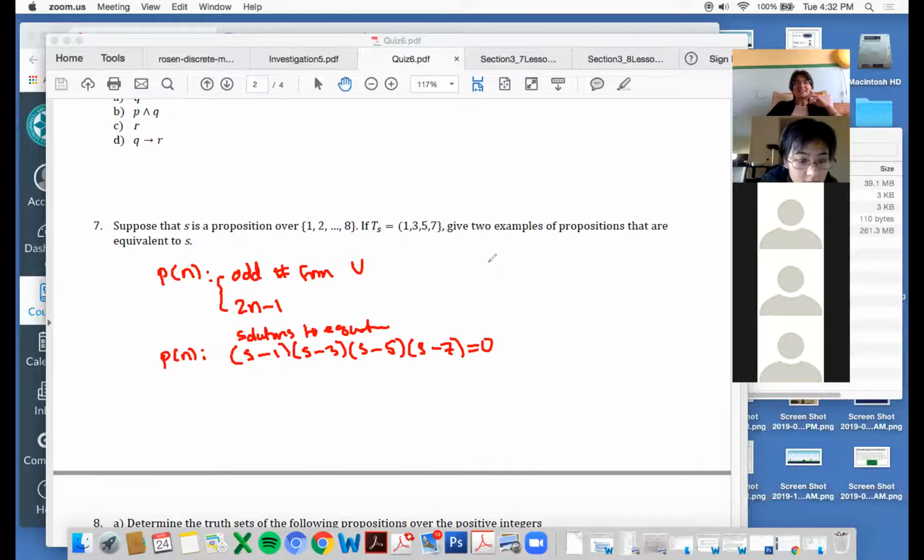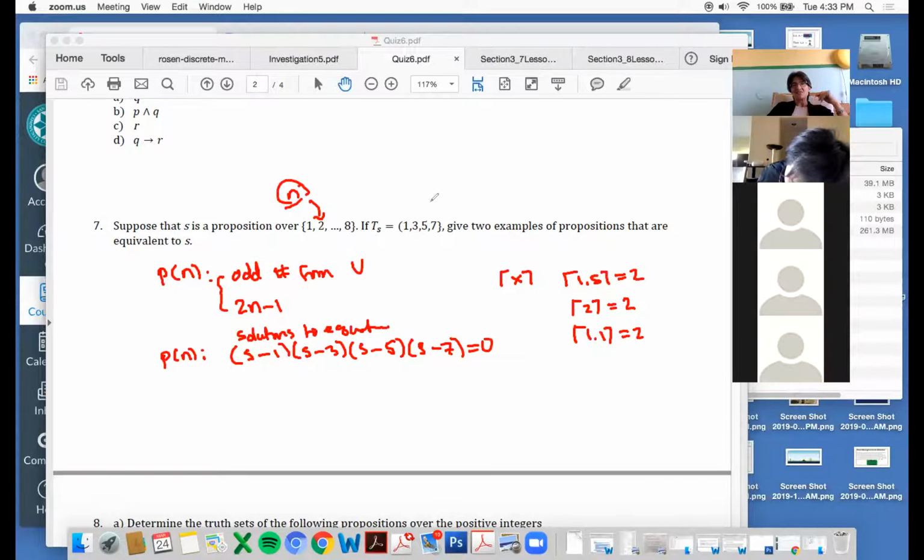I was playing around with it, and I'm kind of proud of myself because I came up with something that used the ceiling function. The ceiling function rounds to the next higher integer. So if you have something like 1.5, it will round up to 2. Or if you have 2, it rounds it up to 2. Or if you have something like 1.1, it rounds it up to 2. So it rounds the number up to the next highest integer. So I worked something out using the ceiling function to give me that truth set using those as inputs. So these are your inputs, and you basically want a formula to give you that as outputs.